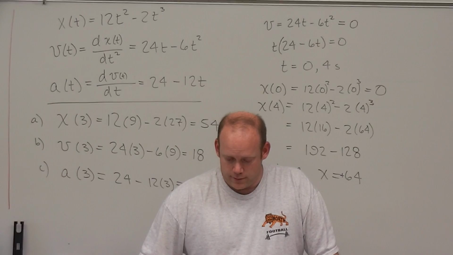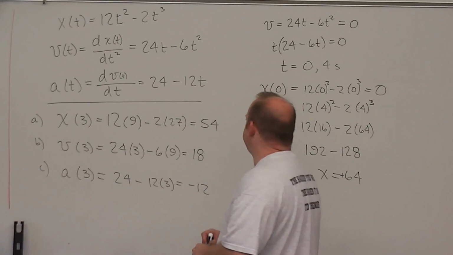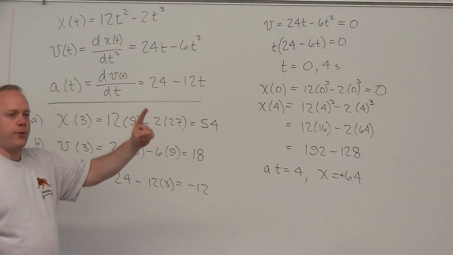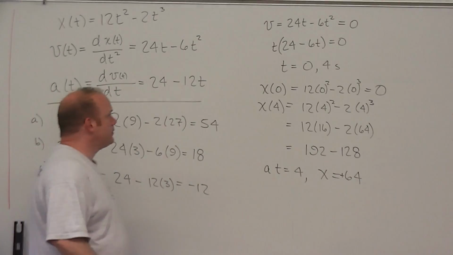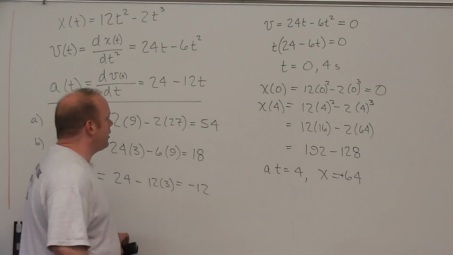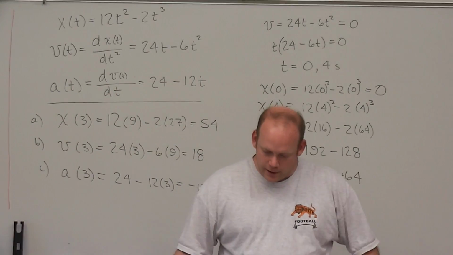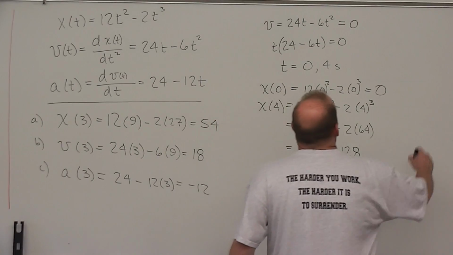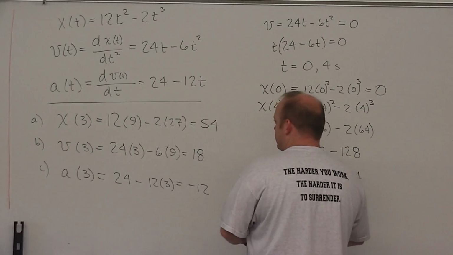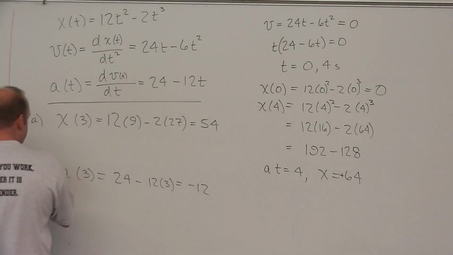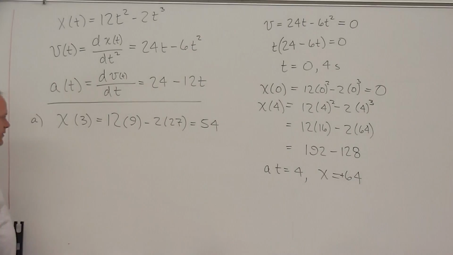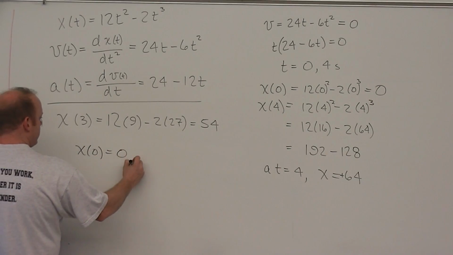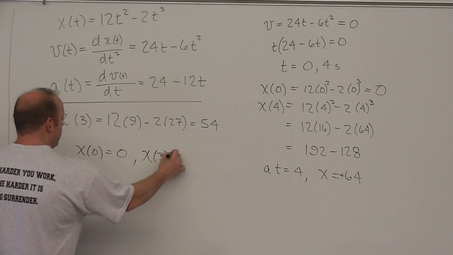Don't get this wrong. Remember, average velocity: starting point, ending point, time it takes you to get there. Let's take a look. It's between 0 and 3 seconds. Here, I'm just going to erase this because I don't need my velocity and my acceleration now. X of 0 is equal to 0. X of 3 is equal to 54.